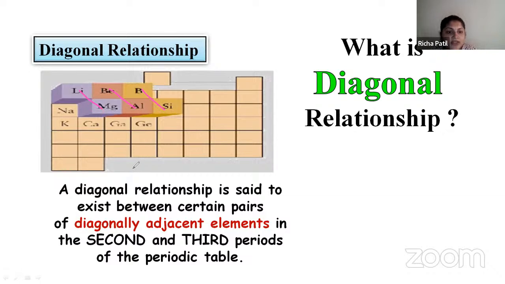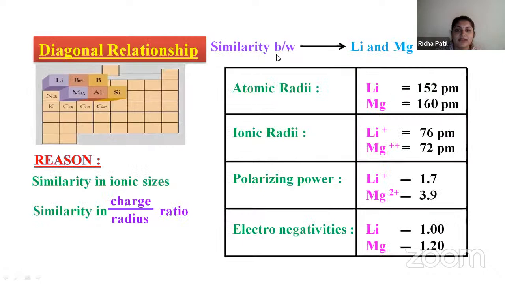So the diagonal relationship is said to exist between certain pairs of diagonally adjacent elements in the second and third periods of the periodic table. Lithium and magnesium have a similar diagonal relationship. Then beryllium and aluminum have a diagonal relationship. The elements which are placed diagonally have certain similar properties. Now, what are the similarities between lithium and magnesium?